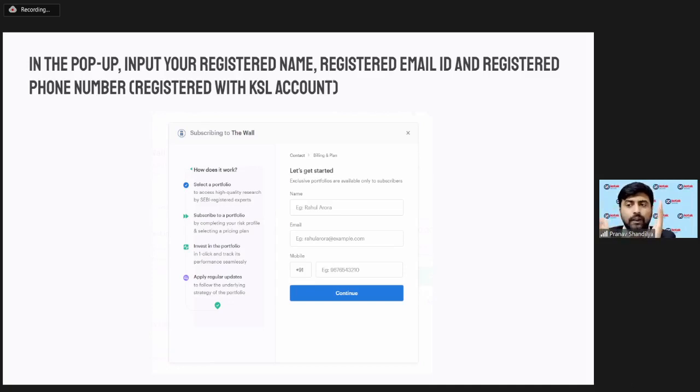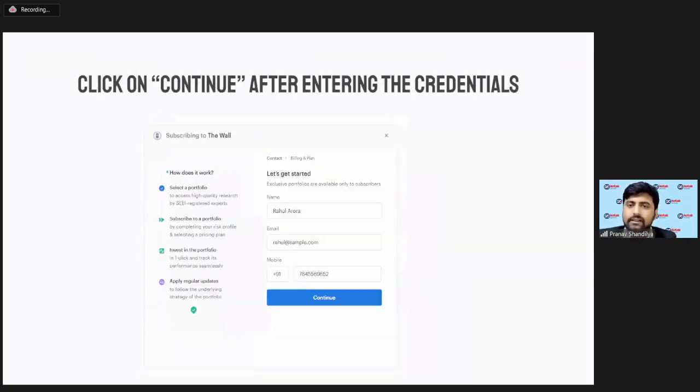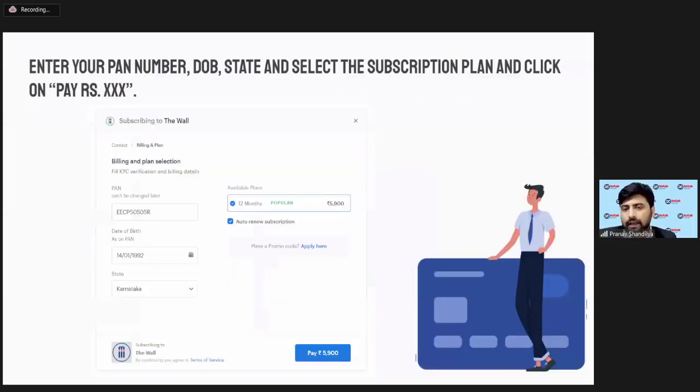If you input any other email ID which has not been registered with your Kotak Securities account or any phone number which has not been registered with your KSL account, then you will not be able to continue from here. Next, once you input those details, you can click on continue. Then you'll have to input your PAN number and your date of birth. Once you do that, automatically you can select the plan of your choice.